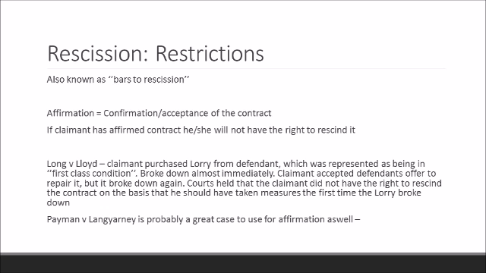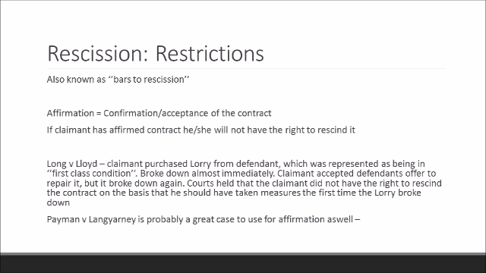So there are several ways that rescission can be barred or restricted, whatever you want to say. One of them is affirmation. This is where the innocent party confirmed acceptance of the contract, and if the claimant has affirmed the contract, then he or she will essentially not have the right to rescind it. So what do we mean by that? It means they accepted it. They accepted the contract as it is. In other words, they seemed satisfied by the contract, and they can do this through their actions, and we'll move on to the case law on it now.